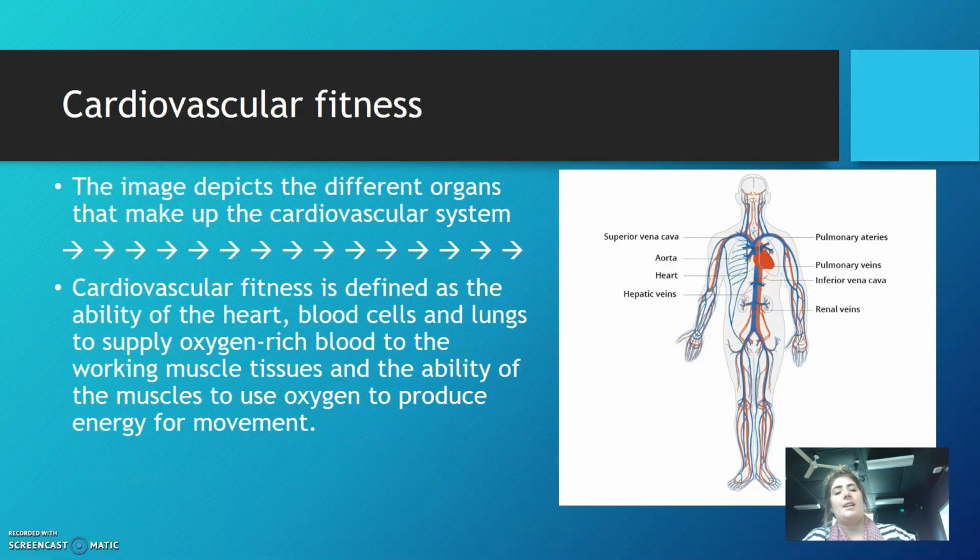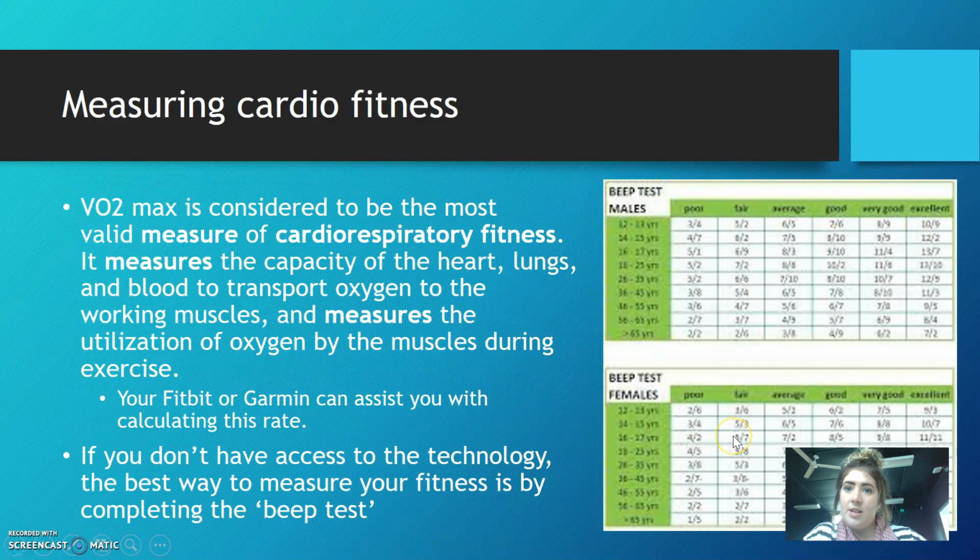Cardiovascular fitness, as we said, is quite similar to aerobic fitness. I've got an image here that shows you the different organs that make up the cardio system. Cardio fitness is defined as the ability of the heart, blood cells and lungs to supply oxygen-rich blood to the working muscle tissues. You can see in this diagram, the aorta and the heart and the veins are all part of that system.